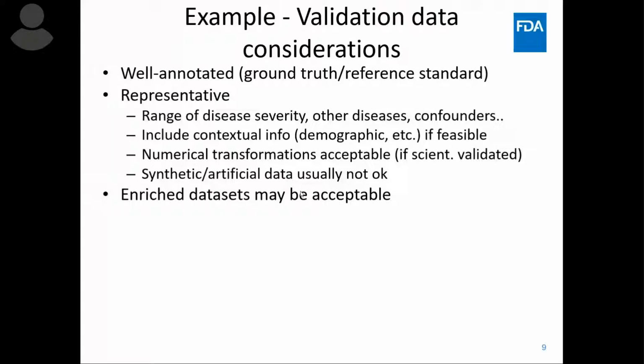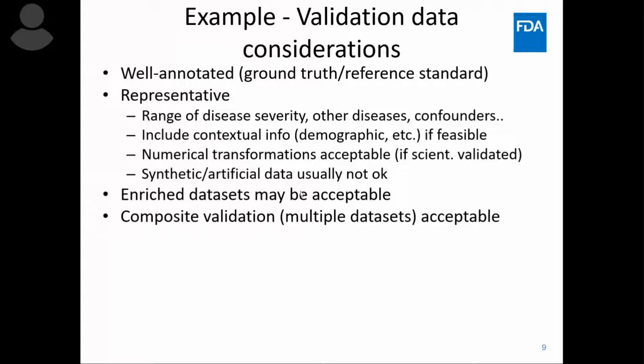Data sets where the disease prevalence is not the same as the normal population are usually fine for ECG. It's very common that ECGs are mostly normal. It's very common to have validation data sets where non-normal are overrepresented. That's completely fine. It is fine to have a validation set composed of multiple data sets. Usually that's acceptable. It is important to keep training and validation data separate.